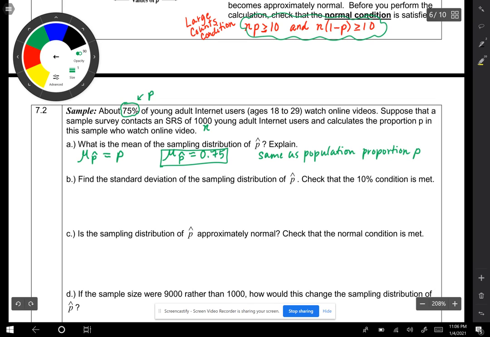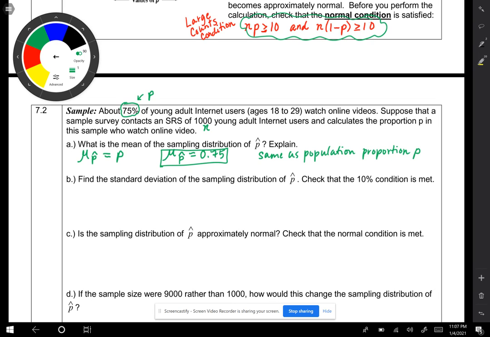Find the standard deviation of the sampling distribution of p hat. Check that the 10% condition is met. So we should always check that the 10% condition is met before we actually use the formula. So what is the proper way of writing this? You can write it in a phrase, you can write it in a sentence form.